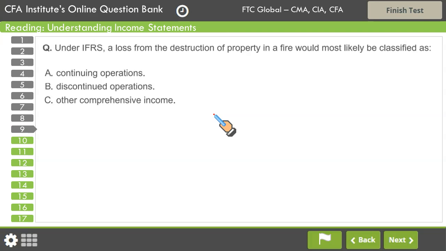Next, under IFRS, a loss from the destruction of property in a fire would most likely be classified as what?